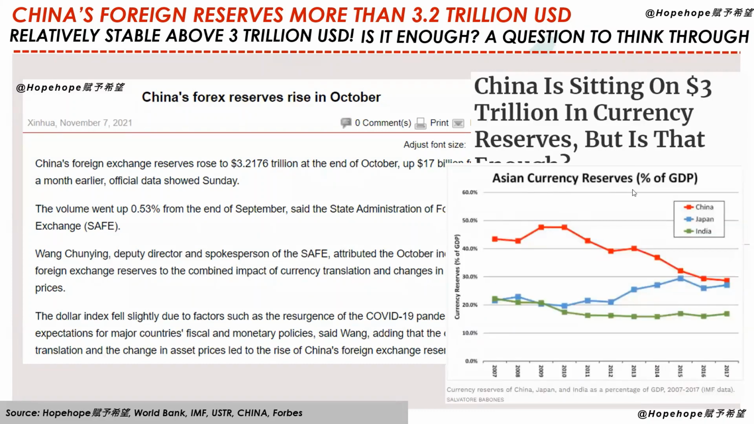And Asian currency reserve as a percentage of GDP, China has been above 40% for a long while, but it came down over the years as a percentage of GDP, going down to around 30% in 2017. I didn't compare the latest number, but it's definitely coming down slightly. The question to really think through is, is this good or is this bad? Is China's renminbi internationalisation working so well that China is now not keeping so much other currency as a reserve?